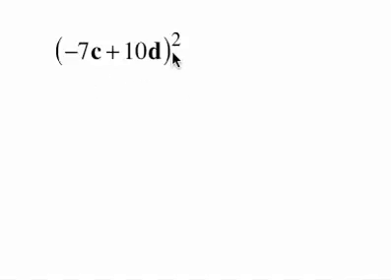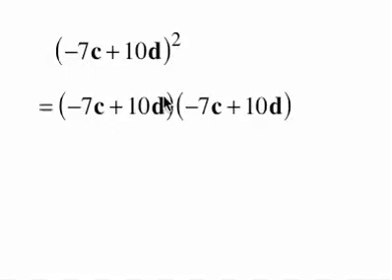Here we have a binomial to the power of 2. So we're squaring this binomial. That means we're multiplying that binomial times itself. So you rewrite that binomial twice, and then every single term in the first binomial multiplies every term in the second binomial.